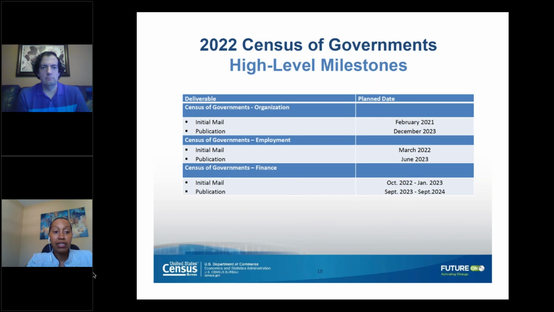So when we're looking at the schedule, and I mentioned it before, we mailed out the organization component in February of 2021. We'll publish that data in December of 2023. The next component that will go out will be the employment component, and that will go out in March of 22. And then the finance components will flow out starting in October. So you get the finance, then you get pensions, and you'll get school system finance. So that is kind of the flow for the Census of Governments data collection for the 2022 Census of Governments.